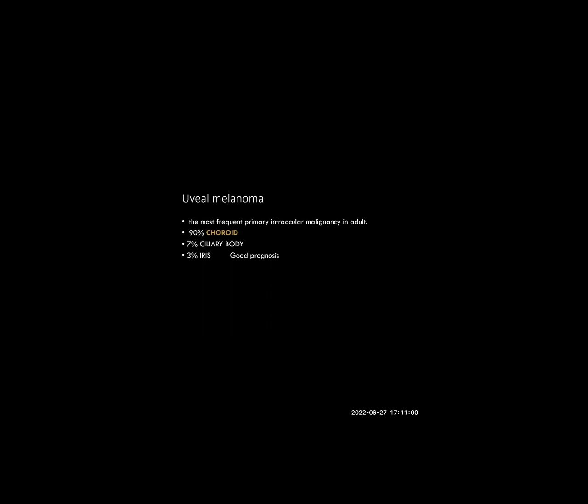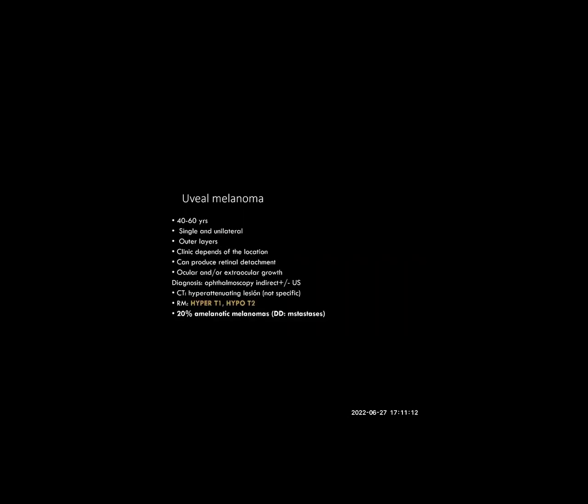According to the site, the prognosis is different. The choroid 90%, 7% for the ciliary body, and 3% in the iris, which has a good prognosis. In uveal melanoma, the patient is 40 to 60 years old, single and unilateral, not bilateral like the retinoblastoma in many of the cases, which is the most common tumor in the pediatric group, outer layers. Clinic depends on the location, can produce retinal detachment, ocular and extraocular growth, and the diagnosis is by ophthalmoscope, and in the MRI, as we mentioned, melanoma is high in T1 and hypo in T2.